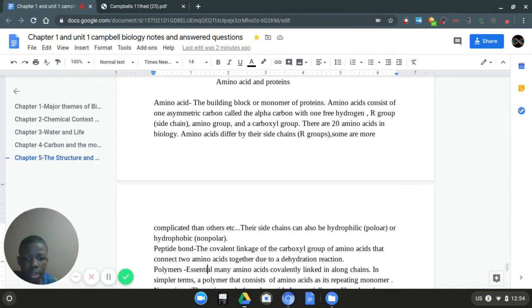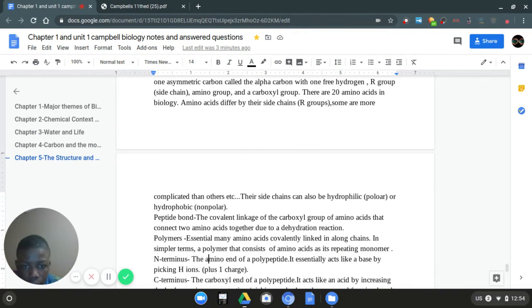And then a peptide bond is basically the covalent linkage of carboxyl groups. So basically, we all know that amino acids have carboxyl groups. That's just stated. So essentially, when these carboxyl groups become adjacent to each other, they essentially form a peptide bond. And this is obviously due to dehydration reactions, right? As you can probably assume. And then okay, this is supposed to be polypeptides, not polymers.